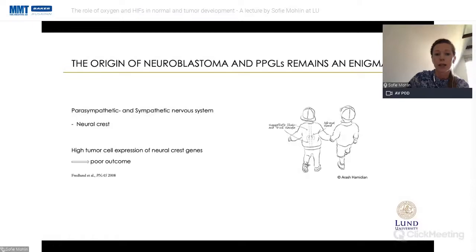But I just want to highlight that, at least for neuroblastoma, we know that a high tumor cell expression of neural crest genes, which means that the tumor is undifferentiated and has a similar phenotype to neural crest, relates to or predicts poor outcome.